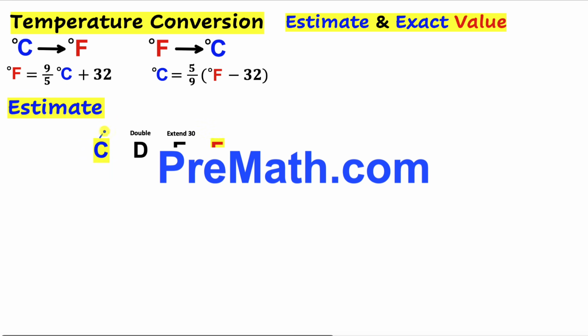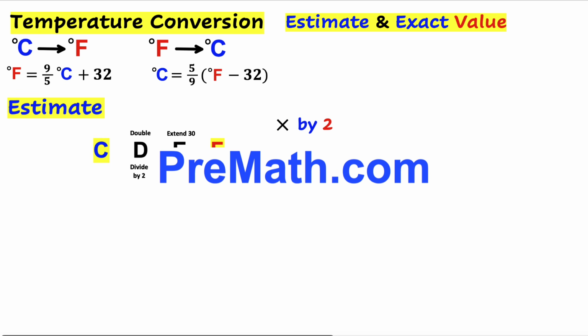So therefore, if we go from C to F, in other words, we are going to do the conversion from degree Celsius to Fahrenheit, then our very first step is going to be D stands for double. That means we are going to double the value of C. And the next step is E stands for extend by 30. So after doubling, we are going to add 30 as well to get temperature in Fahrenheit. So therefore, going from Celsius to Fahrenheit, we are going to multiply by 2, and then we are going to add 30 to it.